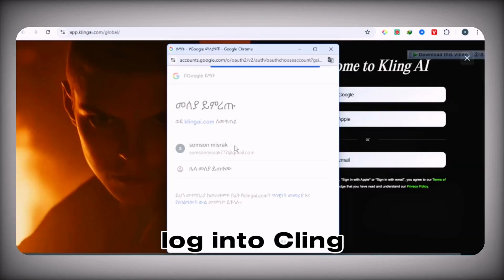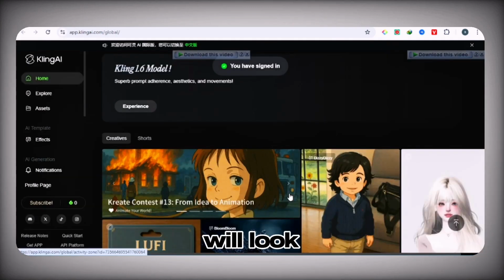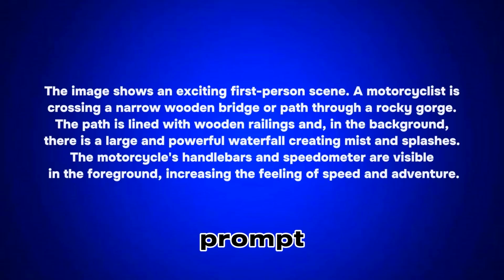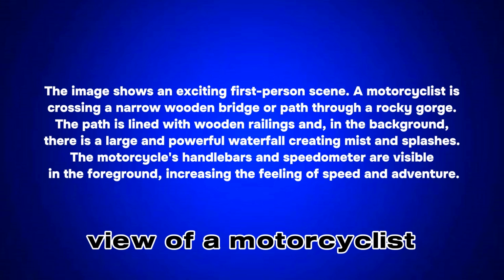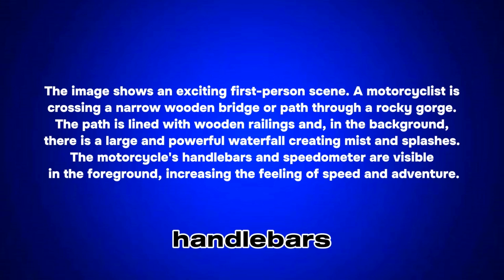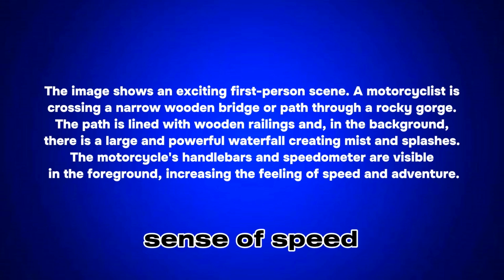So when you log in to Kling AI, this is what your dashboard will look like. So click where it says AI Images and insert the prepared prompt. First-person view of a motorcyclist crossing a narrow wooden bridge with a waterfall in the background, while the handlebars and speedometer add to the sense of speed and thrill.